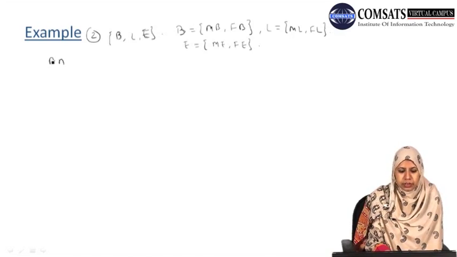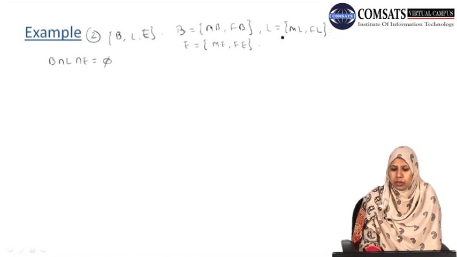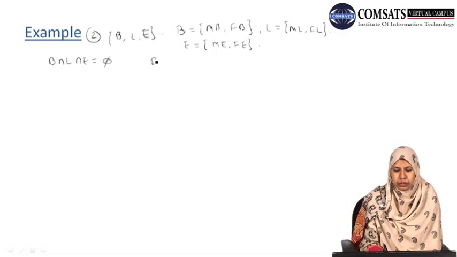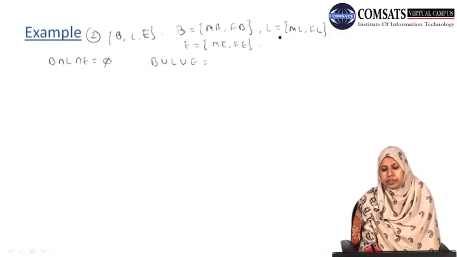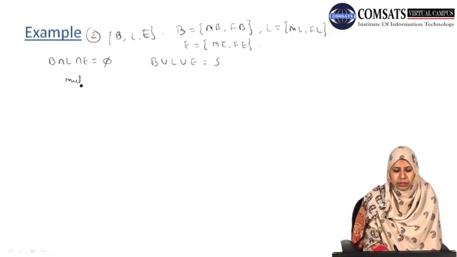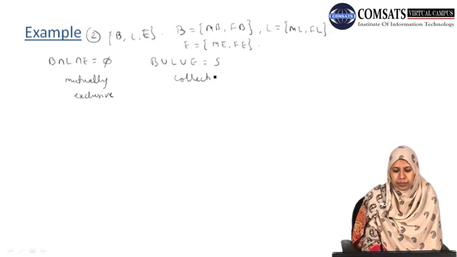Then the intersection of these three events gives us a null set, that is, these three events have nothing in common. That is, either the students will study business or law or engineering. And the union of these three events gives us the whole sample space, which means that these events are mutually exclusive as well as collectively exhaustive.